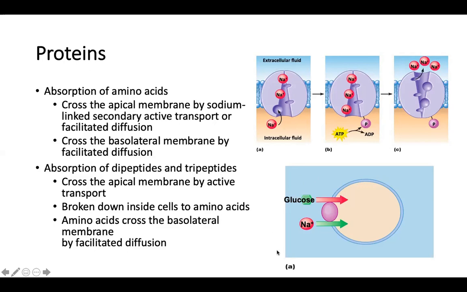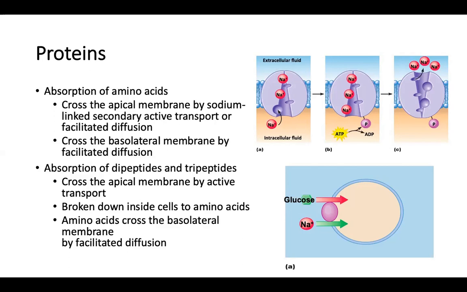So the similar mechanism that we see here for how glucose gets into the cell, we can do this for larger peptides. Again, smaller peptides. Dipeptides, tripeptides that are not as complex. They're only that single primary structure of the protein, still not as complex as some other larger proteins. And so we can get those into the cell by secondary active transport. But once they're inside the cell, they must be further broken down to amino acids. That way they can cross the basolateral surface of the cell by facilitated diffusion.